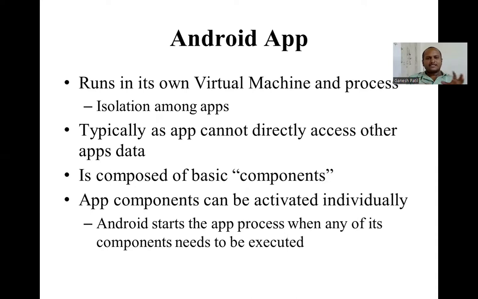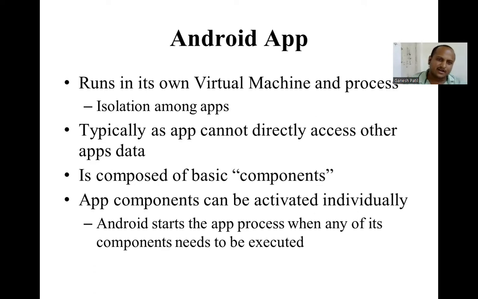Both applications are available on the Play Store: application A and application B. These applications cannot directly access other apps' data. Application A has its own data, and application B has different data. Application A can access its own data, but it cannot access the data of application B.